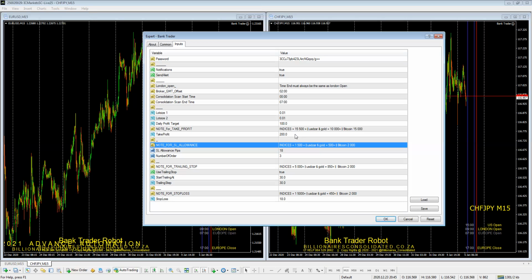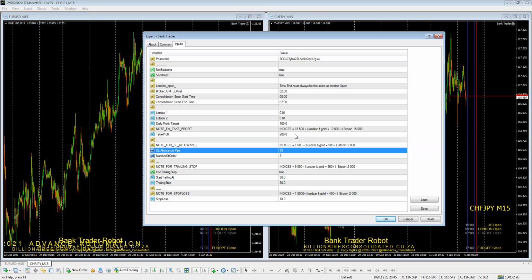Same thing with your stop loss allowance. You will change it if you are using indices or you are trading gold or USD ZAR. So if you decide to trade USD Mexico, you can use the same as USD ZAR or gold. This will mean any other commodities you can apply the same as for gold. But because I only trade gold, I don't trade other commodities, so I just put for gold. But you can if you want to trade other commodities. So you will change your stop loss allowance accordingly.